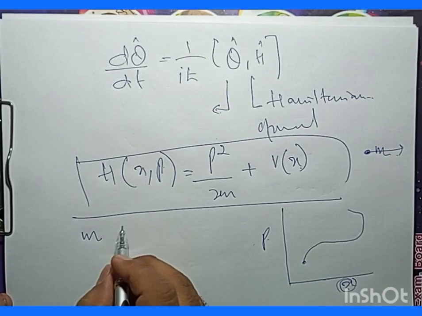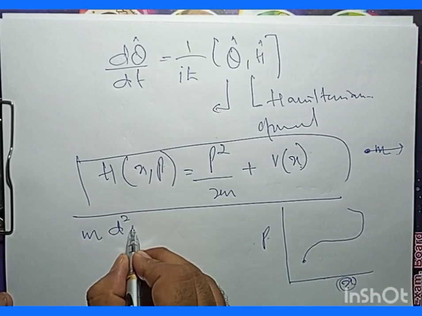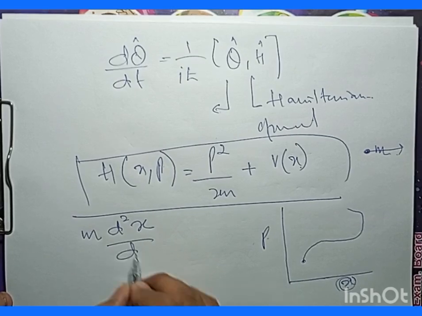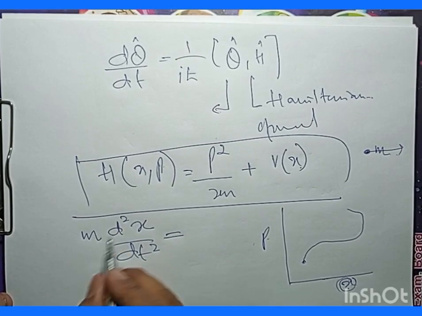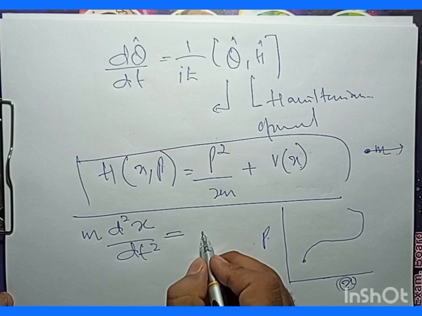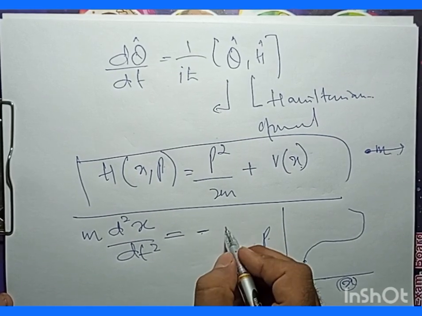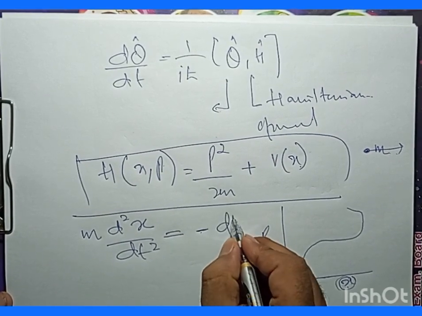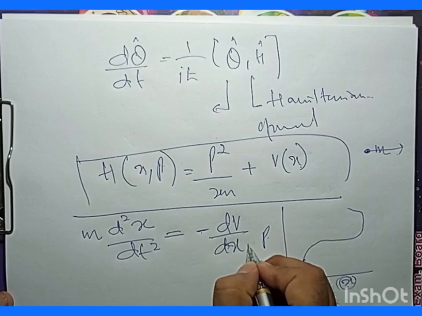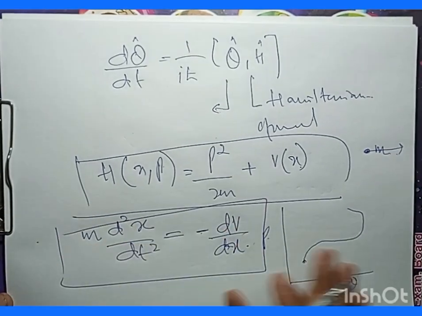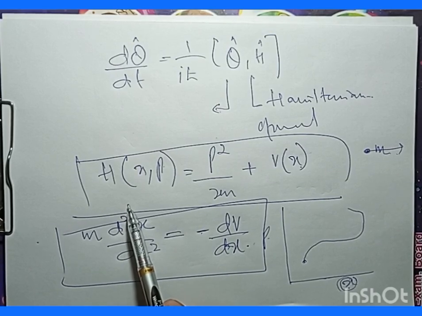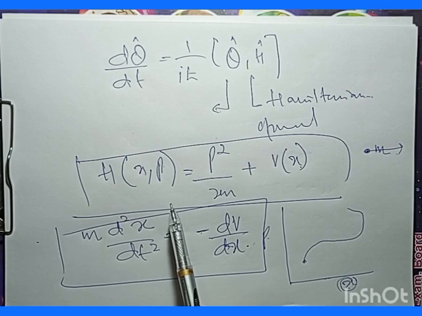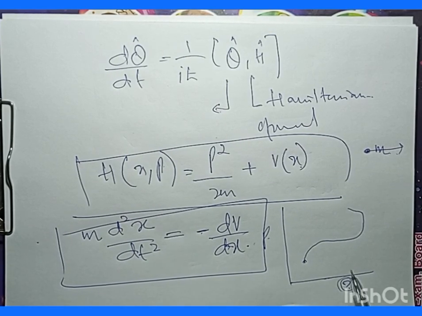So to say, we can think of force as m times acceleration. If this motion is along x, this is nothing but force, and this force can be written as the negative of the gradient of potential energy, dV by dx. So what we have is the Hamiltonian as a function of position and momentum, and we have a phase space of position and momentum.